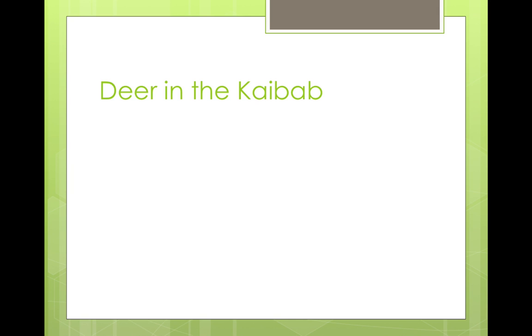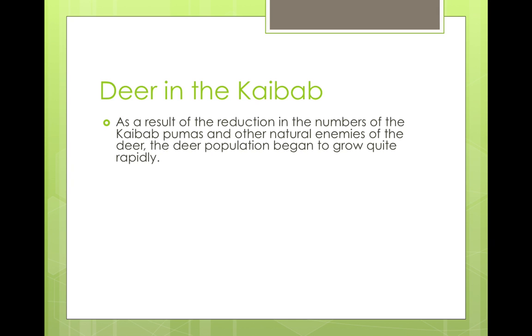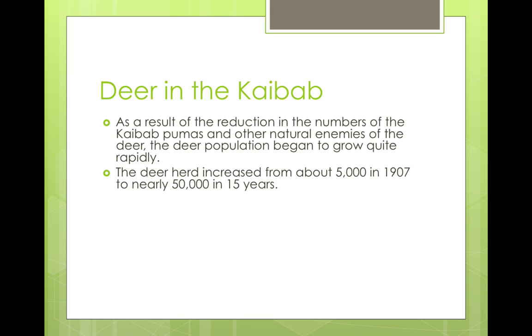Now let me tell you about deer in the Kaibab Plateau. When the predators of the deer were taken away, particularly the pumas and other predators, the deer population actually began to grow quite rapidly. And so the deer herd increased from about 5,000 in 1907 to nearly 10 times that in about 15 years. So it really took off.